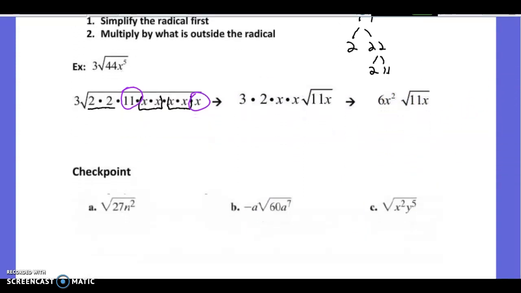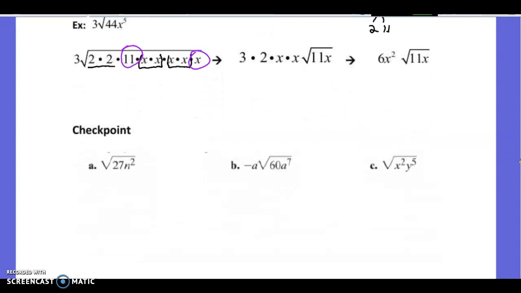So let's go ahead and try these checkpoints. Go ahead and, based on that previous example, pause it, see if you can do it yourself.